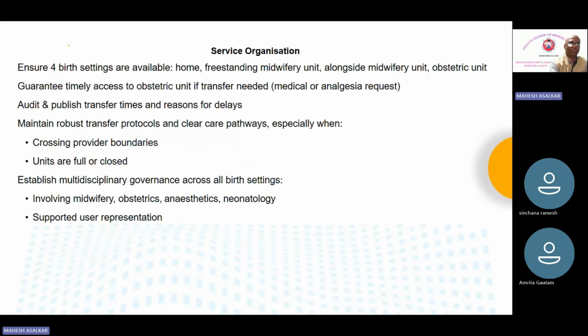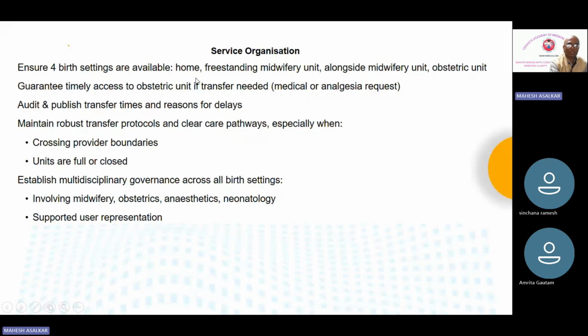Then what is the service organization? This particular topic is very important from the SBA point of view. In the UK there are 4 birth settings available: one is a home birth, second is a freestanding midwifery unit, third is an alongside midwifery unit, and fourth is an obstetric unit. All the deliveries are supervised. Here they are supervised by the midwife. Here they are supervised by the midwife and consultant. These are under the consultant unit, also called CL.